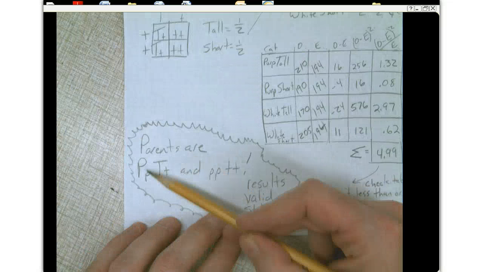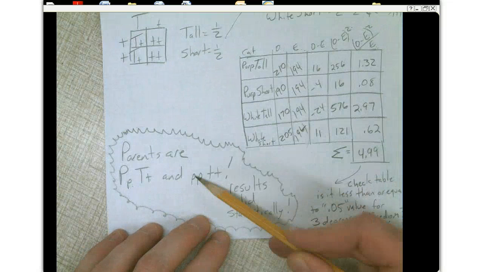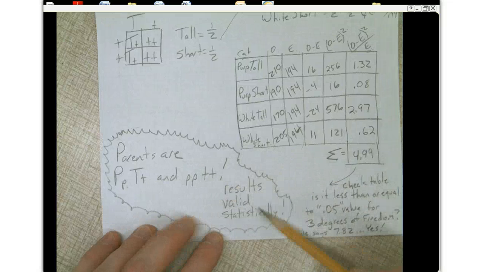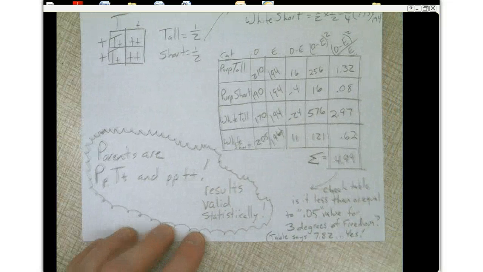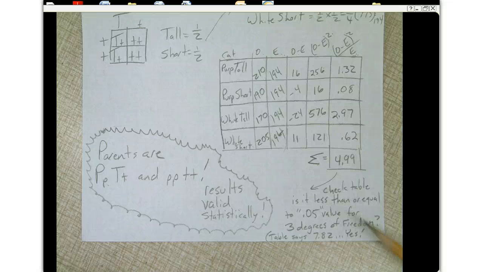So these are probably the parents' genotypes. Big P little p crossed with little p little p. Sorry, big P little p, big T little t, crossed with little p little p, little t little t. Results are valid statistically. These are the kind of tests that you would have to do in order to publish your work if you were a researcher. And this is kind of like your introduction to that kind of stuff.